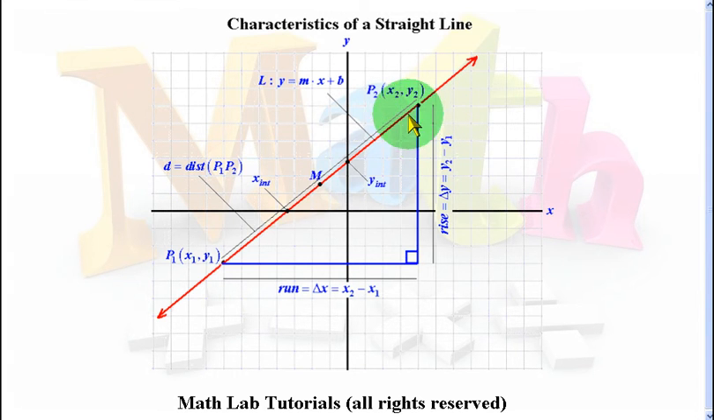The points where this line cuts the axes, here and here, are special points. This point is called the x-intercept, and it's where the y value is equal to 0. This point is called the y-intercept, and that's where the x value is equal to 0. So these are essentially opposite each other. The coordinates of this point would be x-int, comma 0. The coordinates of this point would be 0, comma y-int.